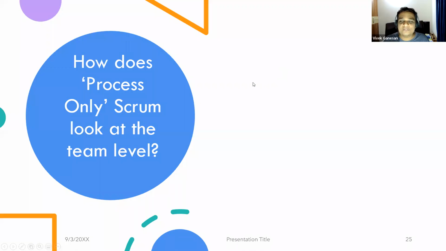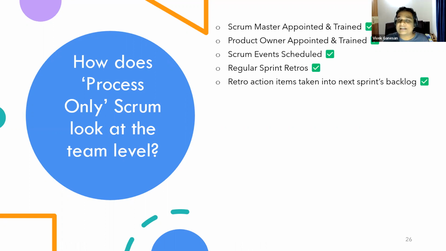Now, let's say we are doing Scrum, and we are doing only process-only Scrum, where you make process and role changes only. How does it look? It looks like this. You appoint and train a Scrum Master. You appoint and train a product owner. You schedule Scrum events, and you even teach the Scrum Master how to facilitate them effectively. You do regular sprint retros if they are not already done, and retro items are taken into the next sprint's backlog. And this stops in most of the transformations, right?